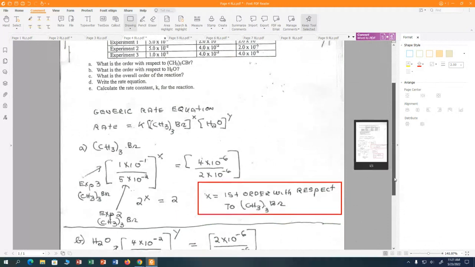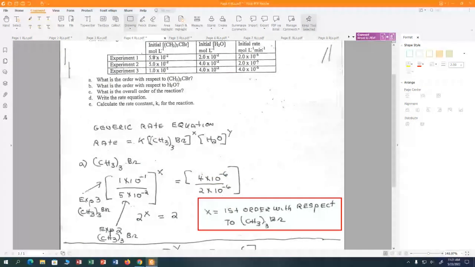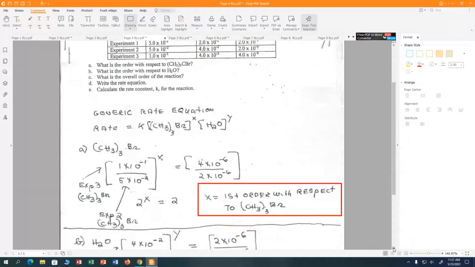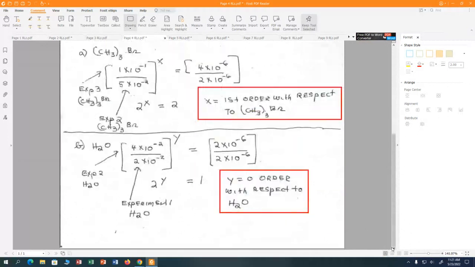Now we do the same thing for water. We want to look for a situation where these values are constant, which are experiment 1 and 2, and then we do the same thing. We take and divide the larger by the smaller, and we get 2 to the y is equal to 1. The only way you're going to get that is if y is equal to 0.